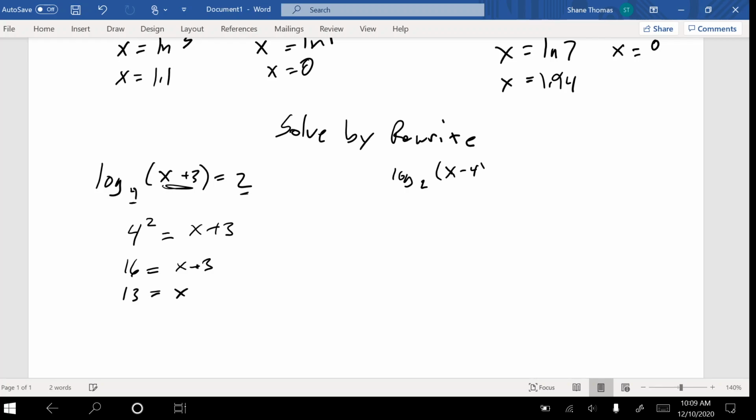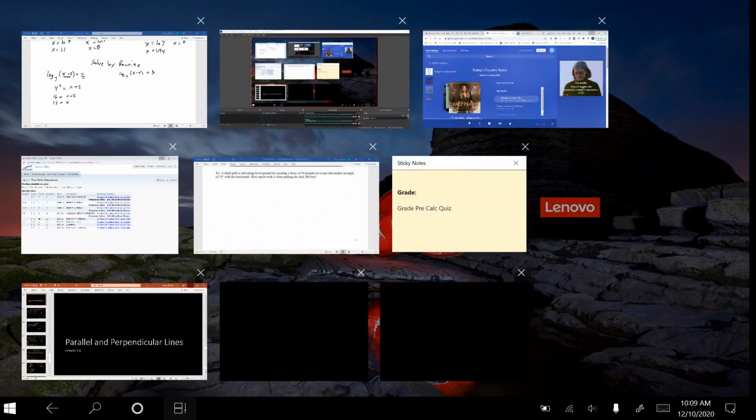All right, you guys. Log base 2 of x minus 4 equals 3. Knock that one out real quick.